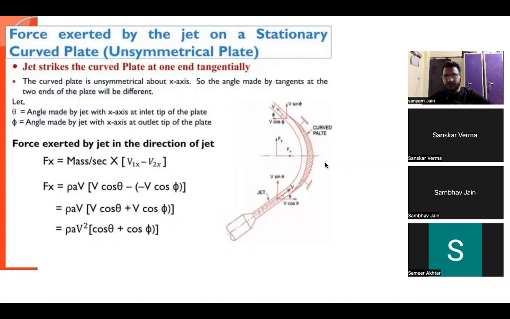But there is a case when this plate becomes unsymmetrical. So it makes an angle theta at the inlet and phi at the outlet. So it is similar to that case, but here we take cos theta and cos phi, and it is similar to the previous case.